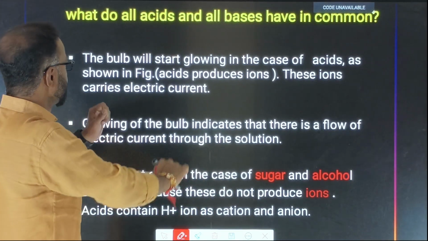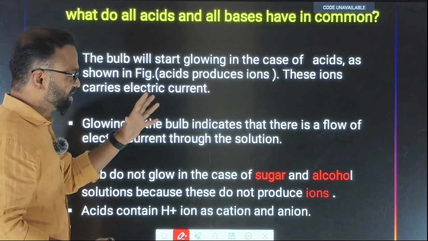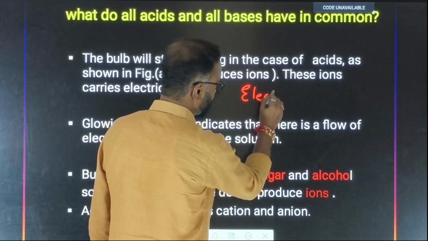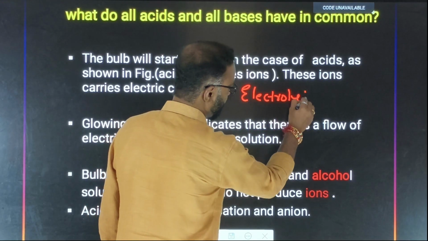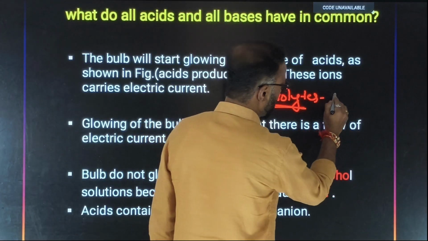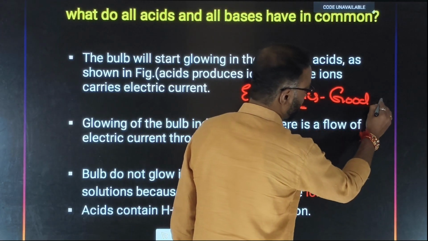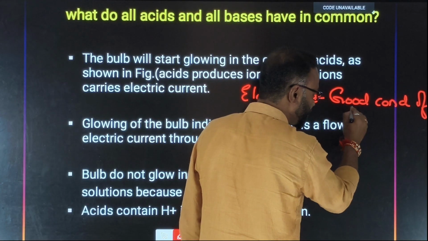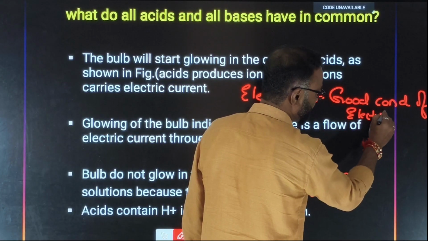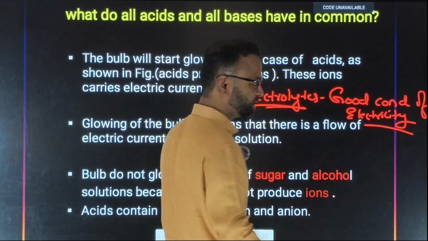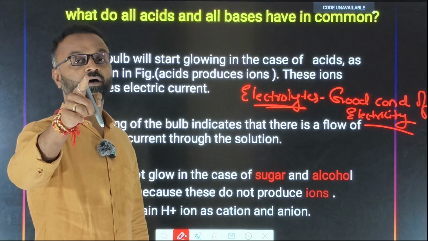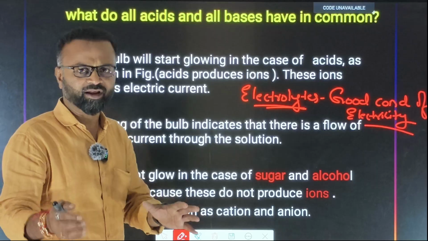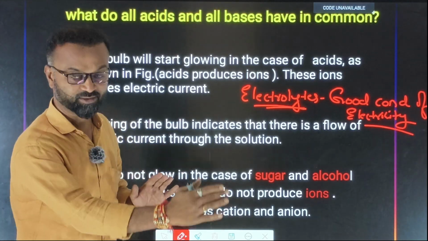See, acids and bases both behave as electrolytes. Meaning both are good conductors of electricity. Acids and bases, why are they good electrolytes? If you pass current through any acid or base, they conduct the electricity. Electricity can pass through it.